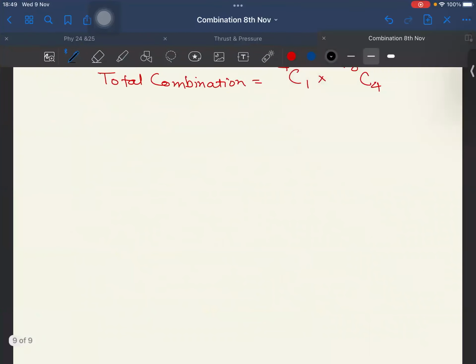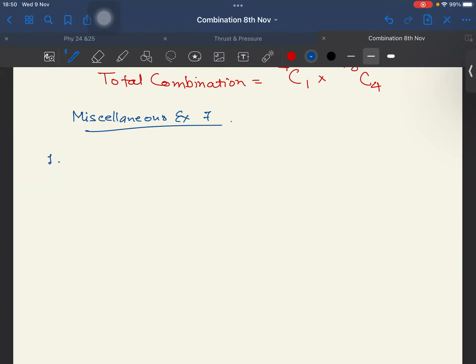See, binomial theorem, I can understand. You just have to solve the equations. That's it. But here you have to think more than you solve, right? Okay, let's do a problem based on combination. So let's go for miscellaneous problems. Solve question number 1. Okay, solve problem number 1.